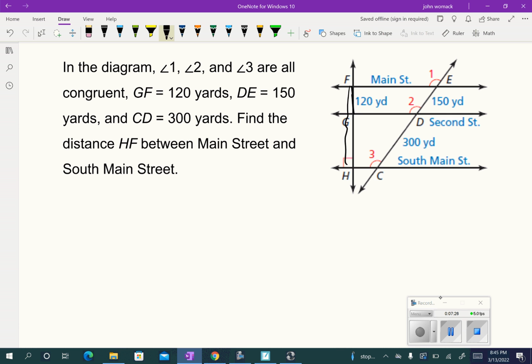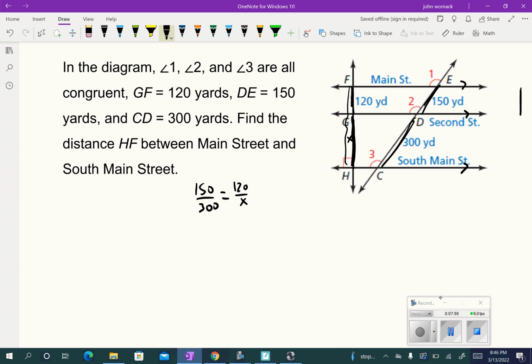Well, I already know this part's 120, so I'm just going to label this part right here as being X. And because it tells us the streets are parallel to each other, right? So all these streets are parallel to each other. So if I compare the line segments, if I go 150 right there to 300, that has to equal 120 to X.